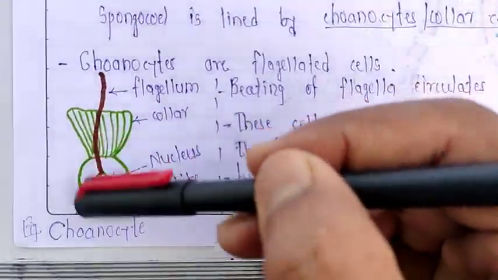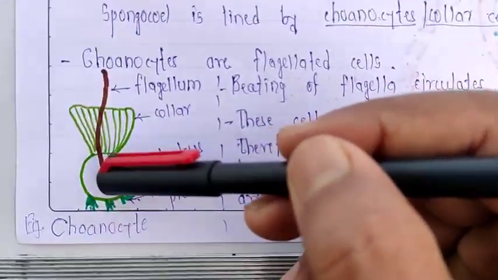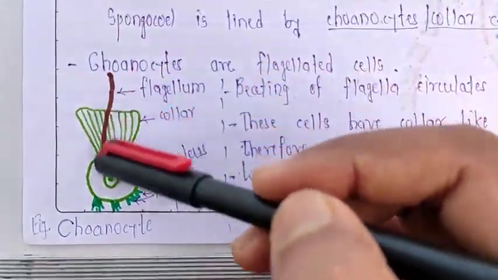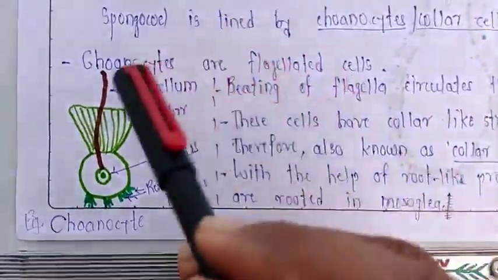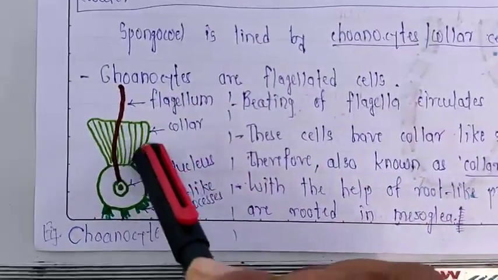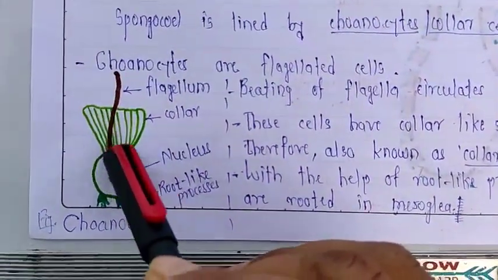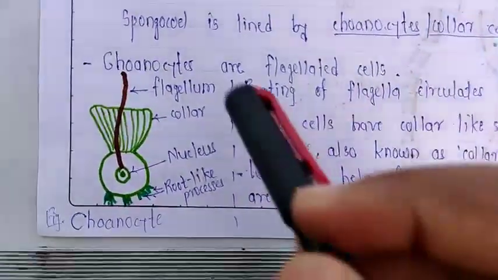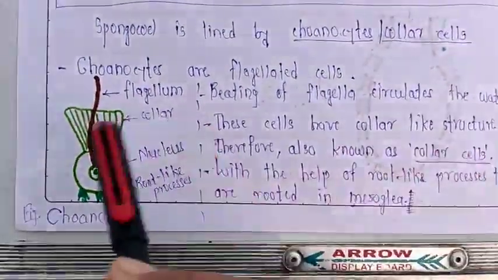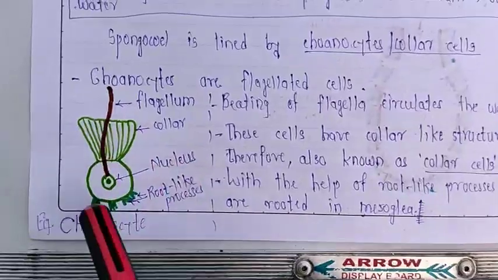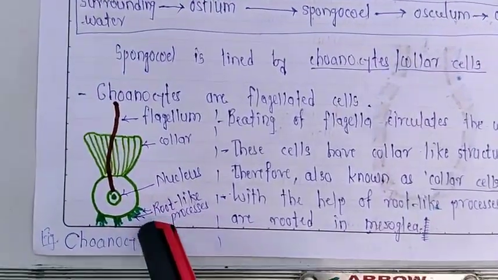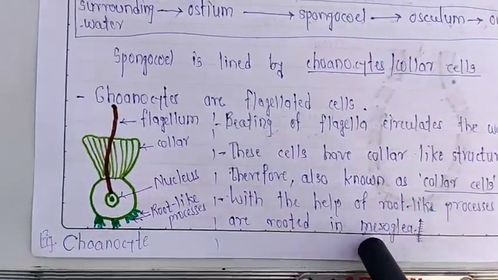This is the body of the choanocyte and it has a centrally placed nucleus. It has a long hair-like structure that is known as flagellum. This means choanocytes are flagellated cells because they have flagellum, and it also has a collar-like structure. Due to this collar-like structure, they are also known as collar cells. At the base they have root-like processes which are embedded in the mesoglial layer.